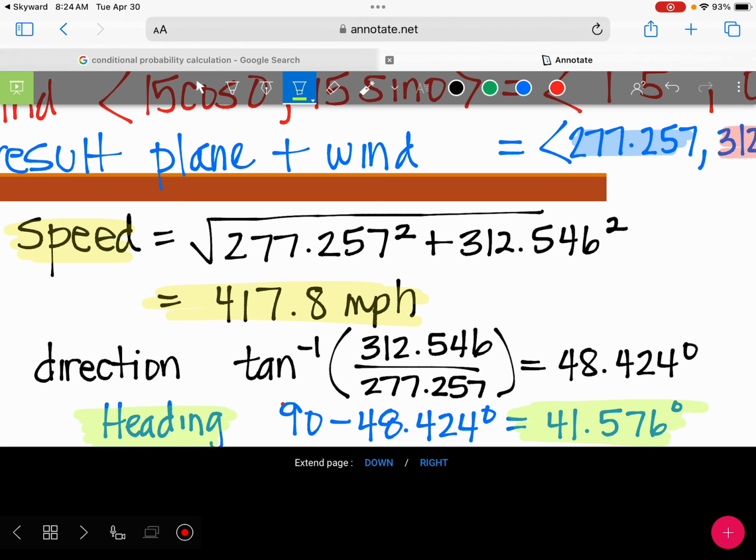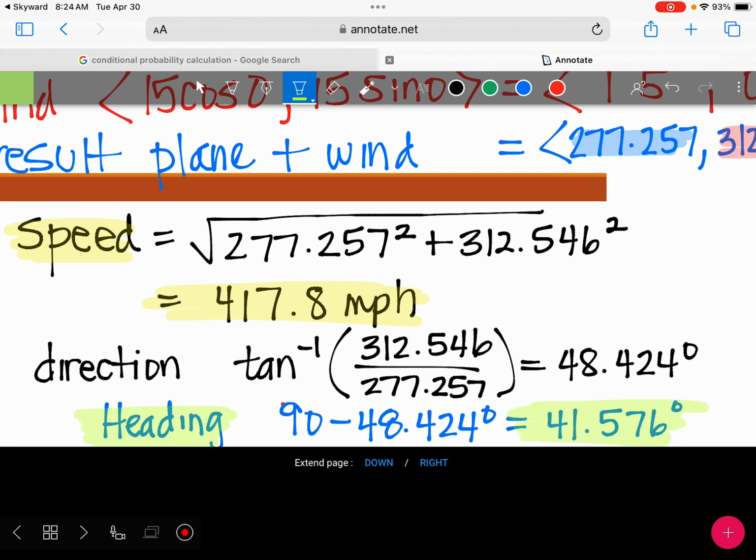Anybody want to volunteer the answer they got for speed? 417.7. Who got something close to 417.8? All right, what about the heading? What'd you get, Gavin? Wait, did the heading change? So you found the direction, right? What did you get? Let me back up. What did you get for the direction?